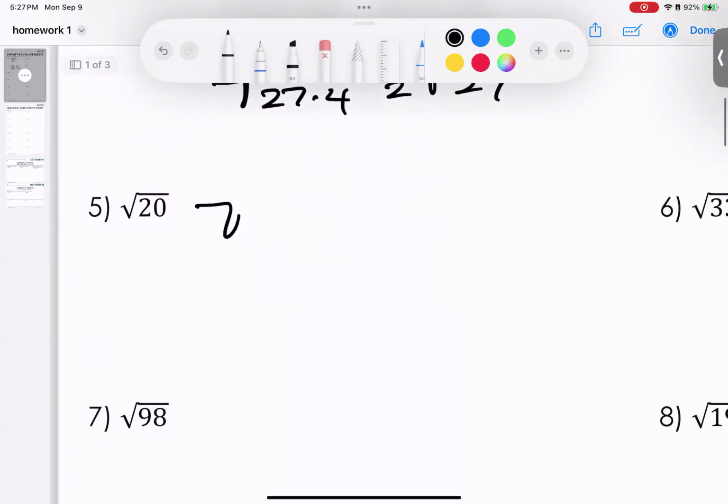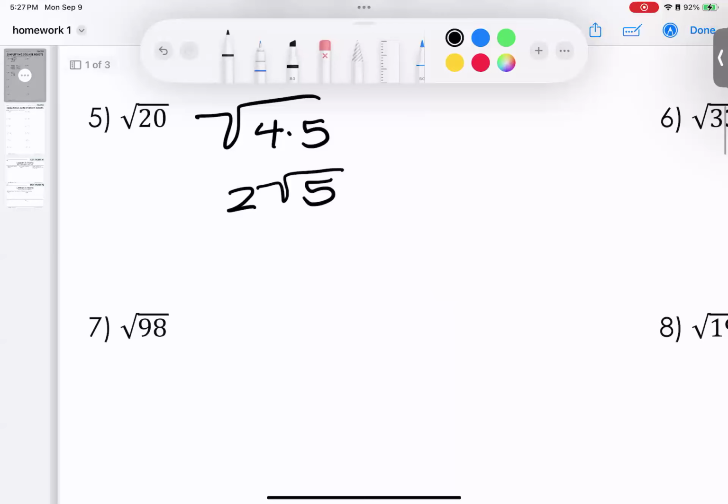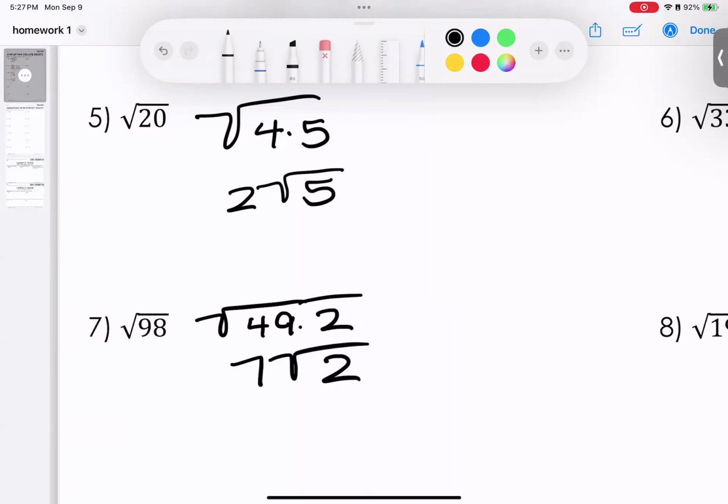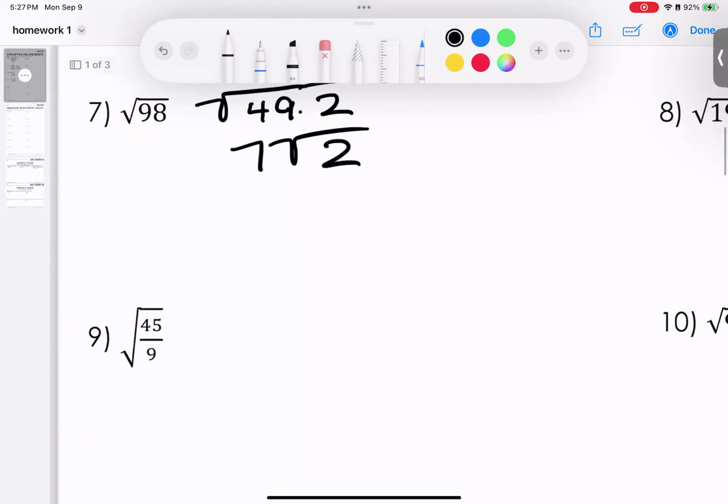Coming down here, square root of 4 times 5. 4 is a perfect square, 2 times the square root of 5. So 2 times 2 is 4. That's our perfect square. Write it with what else we have left. 98, I can break that down into 49 times 2. 49 is a perfect square because 7 times 7 is 49. So 7 square root of 2.